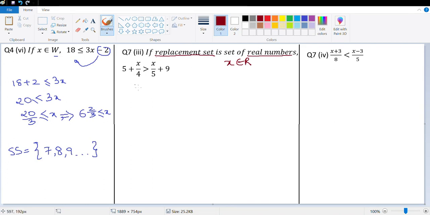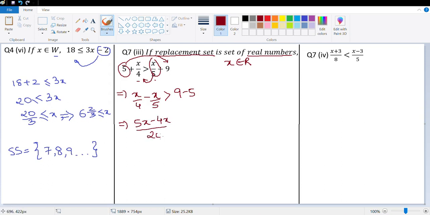So this is the question. 5 plus x by 4 is more than x by 5 plus 9. So I take x by 5 on this side and I take 5 on the other side, which means x by 4 minus x by 5 is more than 9 minus 5. Let's take LCM. So this becomes 5x minus 4x upon 20 is more than 4, which is x upon 20 is more than 4, which means x is more than 80.